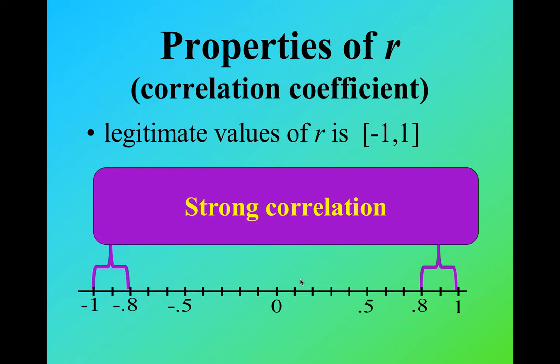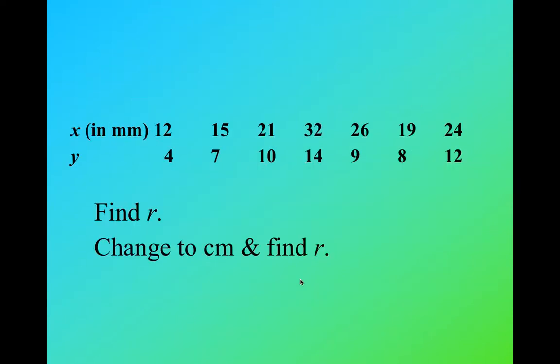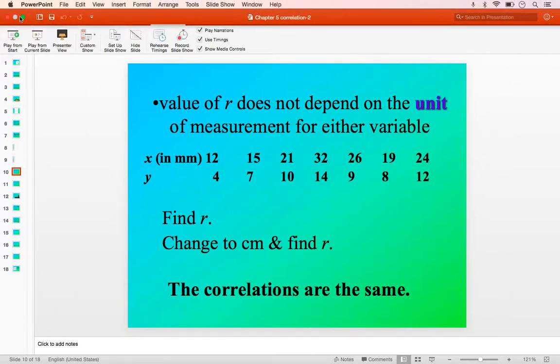Now, there's several characteristics of our correlation coefficient that are important to discover. So we're actually going to do a little discovery with our calculator. We're going to start by looking at these values for x and y. We're going to enter the x and y values in our lists and spreadsheets on our calculator, and we're going to calculate our r value. All of our x values are in millimeters. Once we calculate r, we're going to change them to centimeters and find r again. So I'm going to go back to my graphing calculator.